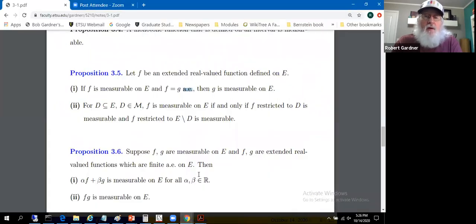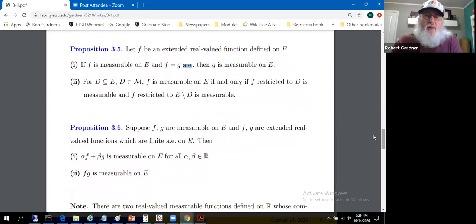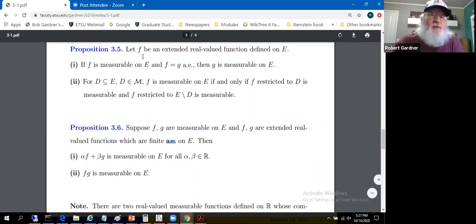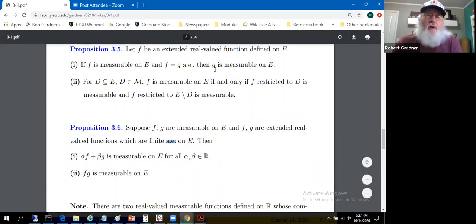Okay. That first property probably is the most useful. We'll be dealing with almost everywhere. Here's an almost everywhere coming up right now. Well, we might be able to do some modifications given what we know from proposition 3.5 part 1. Measurable and equal almost everywhere implies the g function, the other function, is measurable as well.